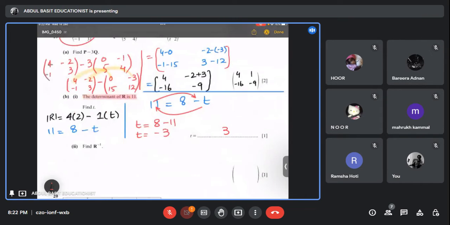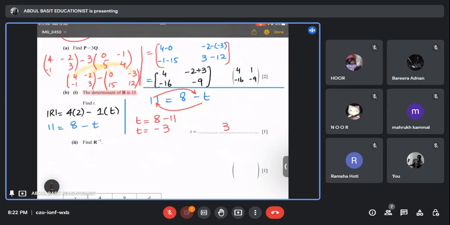Now in the next part they say that find R inverse. Okay, so we should know what inverse is. R inverse is equal to 1 divided by determinant of R times adjoint of R. So determinant of R is 11 according to the question, and adjoint of R I taught you in yesterday's notes.